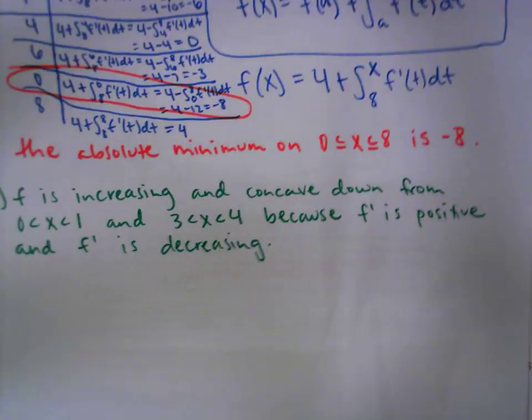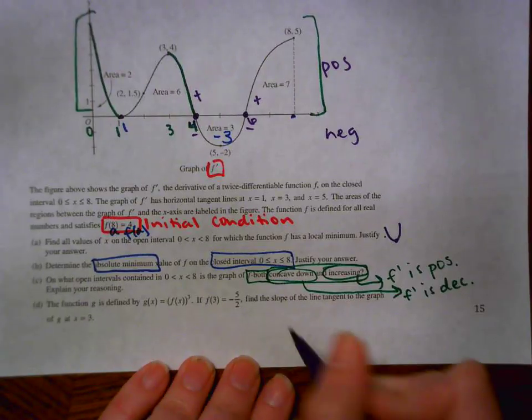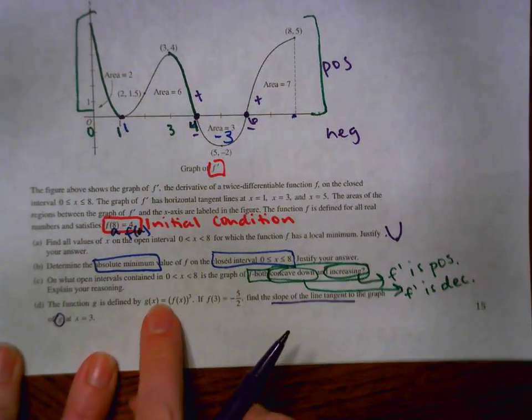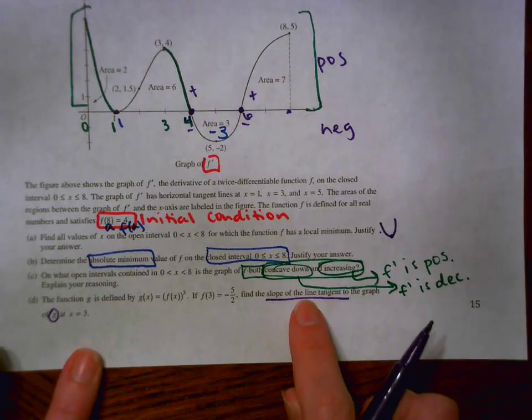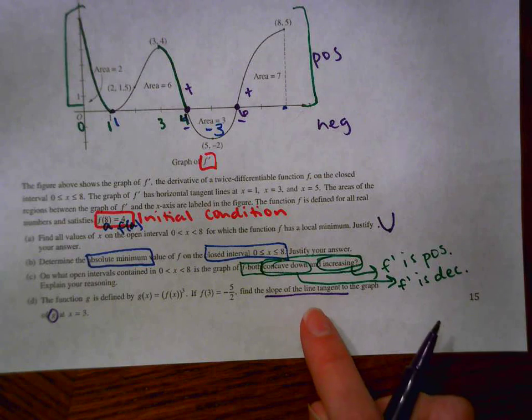Okay, the last part says the function g is defined by a composite function, f of x cubed, and it gives you a value that you're probably going to need: f of 3 is negative 5 over 2. Find the slope of the tangent line to the graph of g. So we're using this function at x equals 3. What is the slope of a tangent line? It's the derivative at that point.